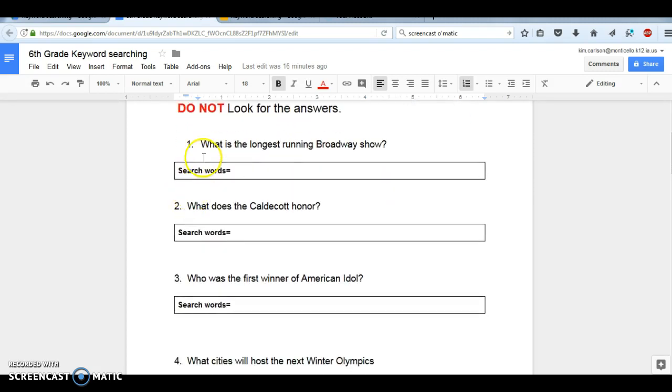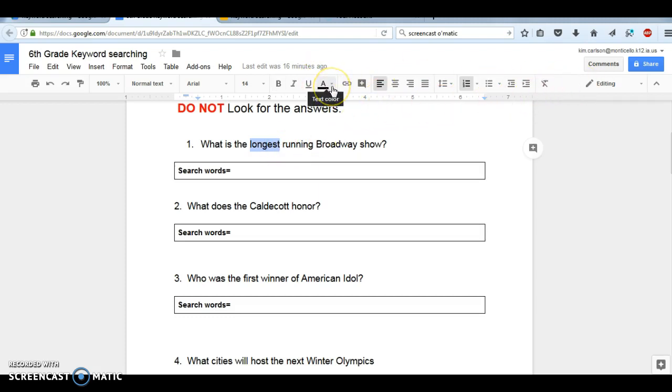All right? So let's do the first one together. What is the longest running Broadway show? So I'm going to look at that and I'm going to think, what is it that I absolutely positively need in order to find the answers to this question? All right? So I'm going to look at the word longest because I don't need what, is, and the.